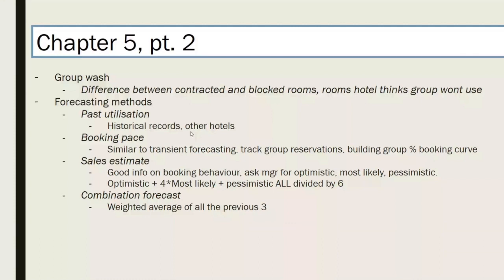You can look at booking pace, which is similar to transient forecasting. So you track group reservations, you build a percentage booking curve, and you use the percentage booking curve to forecast. So again, this is where you're looking at how fast people are booking.